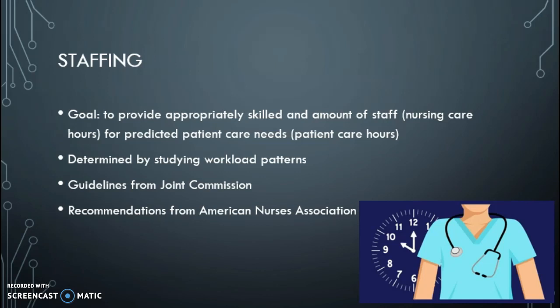And there are guidelines from the Joint Commission, but they just state that the organization must set and meet whatever criteria they develop for staffing. There are no specific numbers or guidelines given. There are also recommendations from the American Nurses Association, and the ANA recommends that organizations focus on nursing skills and competencies to provide quality nursing care, which is a shift from industrial, technical model of providing staffing.